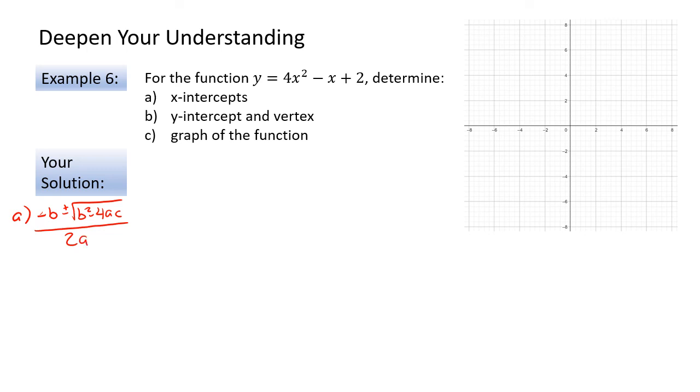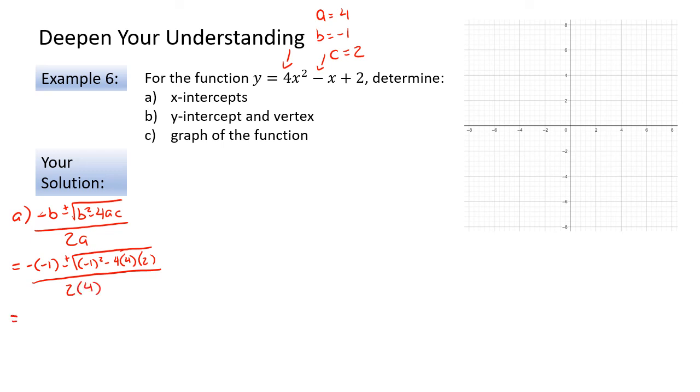In this case, a is 4, the coefficient behind the x squared term. B is -1, the coefficient behind the x term. And c is 2, the constant that sits at the end of the equation. Substituting these in, we get negative of -1 plus or minus the square root of b squared, which is -1 squared, minus 4 times a, which is 4, times c, which is 2. And that's all divided by 2 times a, which is 4.